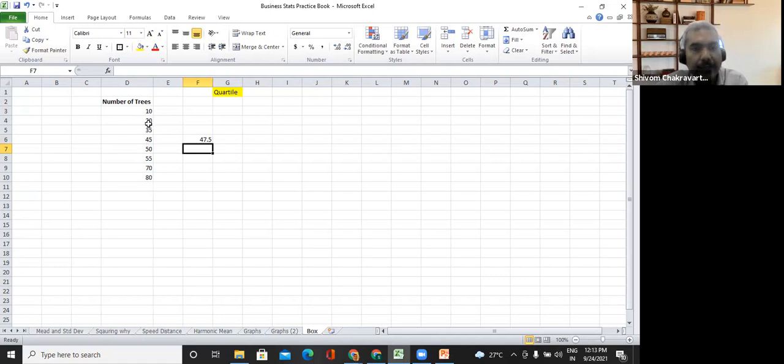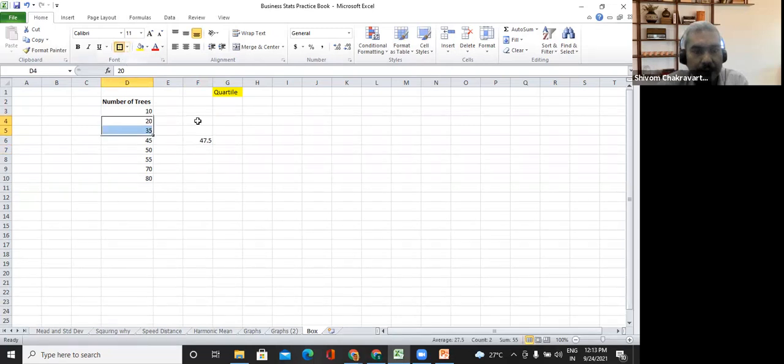Now this 47.5, which is between 45 and 50, divides the entire data set into two halves. Now the first half we will again divide into two halves. Again there is no middle value, so we consider these two values, 20 and 35, and take their average. What is the average of 20 and 35? You can actually calculate.